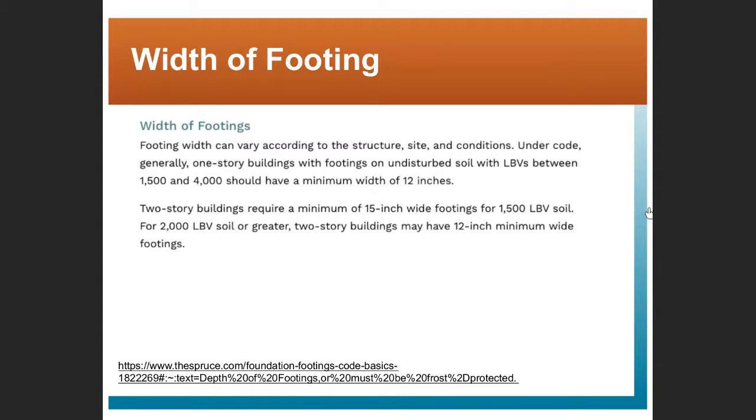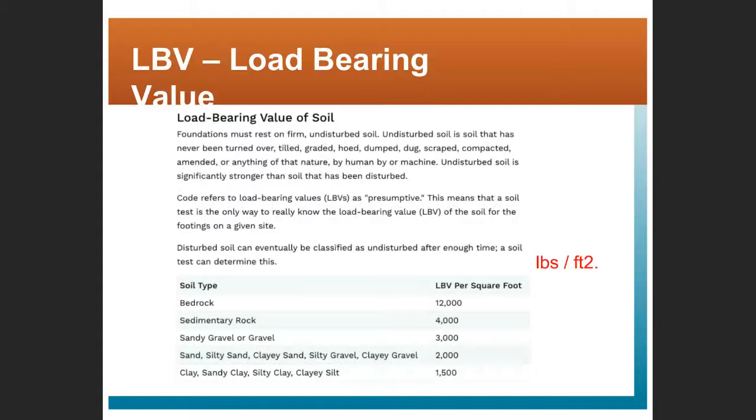I think a lot of our drawings have shown a load bearing value of 2,000, 2,000 pounds per square foot. That's how much weight that soil can take, how much downward force it'll support. So again, here's our typical 2,000 pounds per square foot load bearing value.